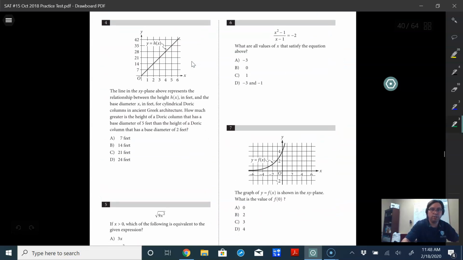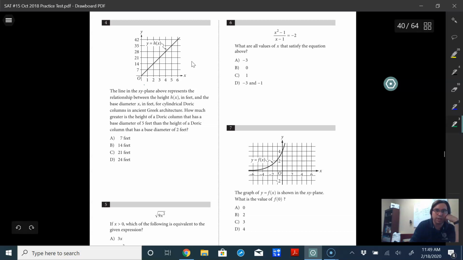All right, let's look at number 4 here. What we can see is that we have a coordinate plane with a function on it. It's asking us, the line in the xy-plane above represents the relationship between the height, h of x, in feet, and the base diameter in x.